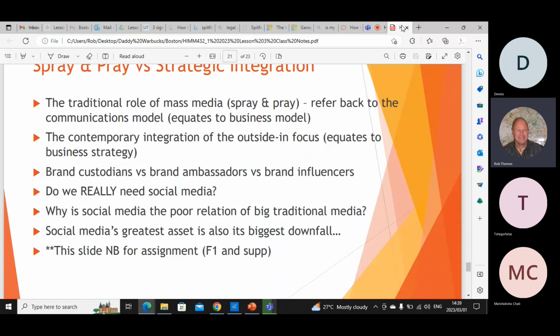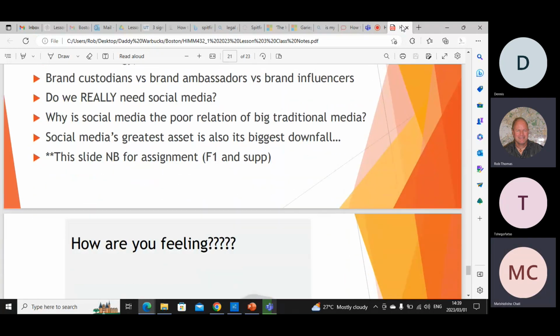Spray and pray. If you're doing a spray and pray campaign for the ANC, that's not going to work.